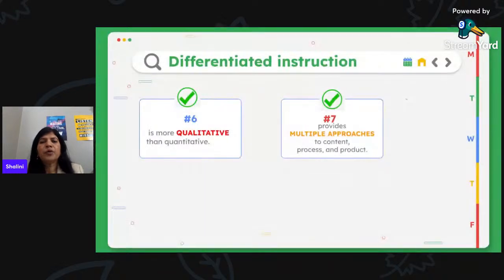And the last one, it provides multiple approaches to content, process, and product. So we have to see what kind of content is appropriate for the learners in the classroom, whether it needs to be made complex or easier or scaffolded, and how it needs to be presented, and what process we will follow for all learners, depending on children's interest. So that they enjoy the learning, they get engaged enough, and they get challenged enough. And what are the different options that we are giving all the learners to present or demonstrate their learning, for making their products?